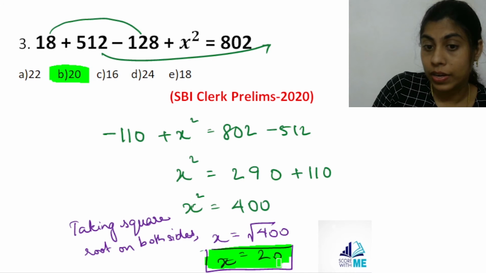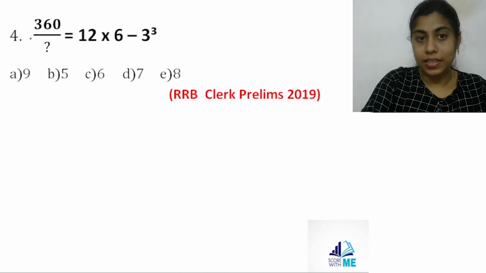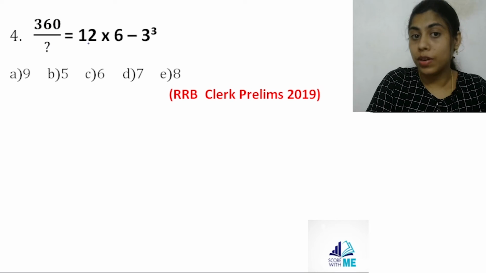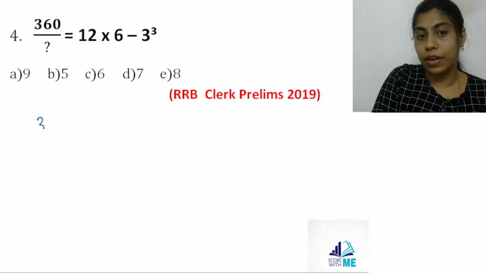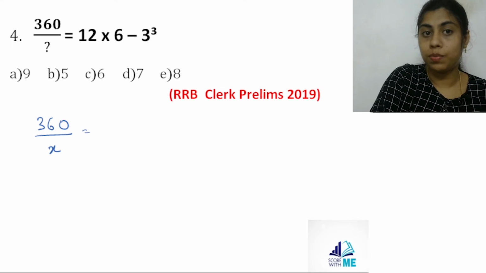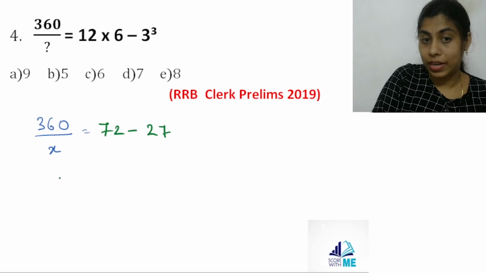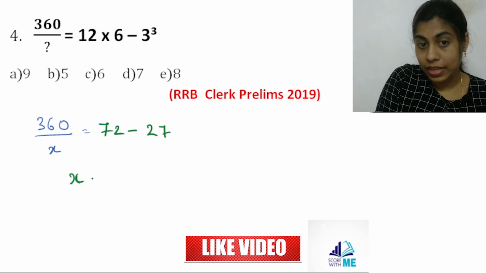X is 20. Getting into the fourth question. This question has 360 divided by some number should be equal to 12 into 6 minus 3 cube. Directly let us get into the answer. 360 divided by x is going to be equal to 12 into 6, that is 72, and 3 cube is nothing but 27.